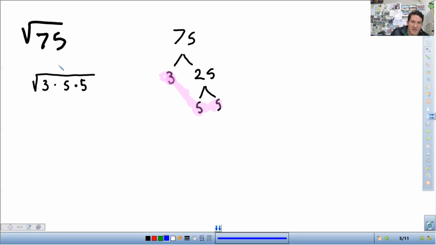Look for pairs. So there's a pair of 5s. For every pair, one of those numbers goes on the outside, cross out the pair, it's no longer there. And so it's 5 root 3. Right, what's left?